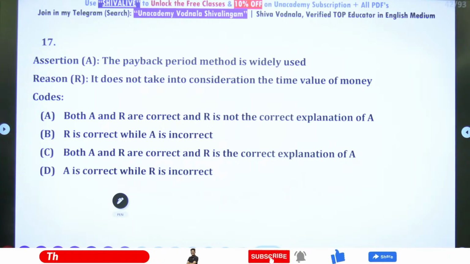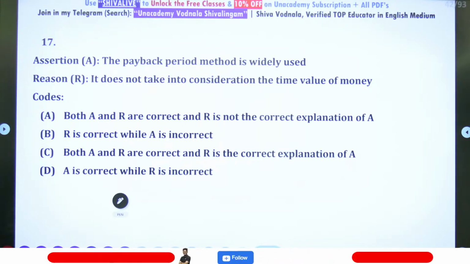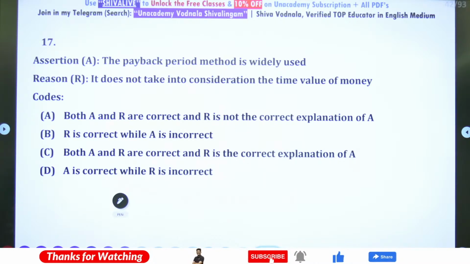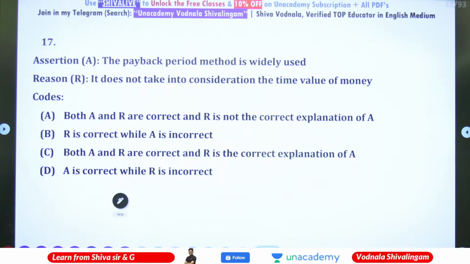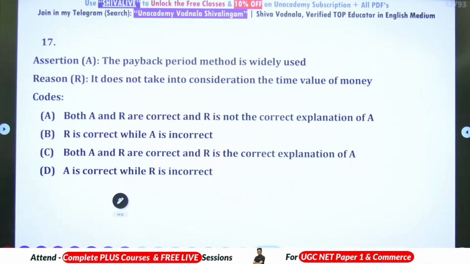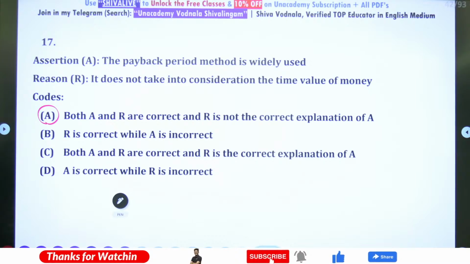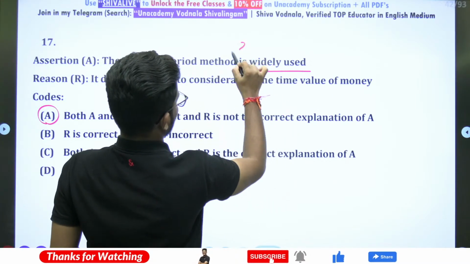Next, the payback period method is widely used. It does not take into consideration the time value of money. So option A is the given answer. Both are correct, but R is not the correct explanation. The payback period method is widely used because this is the easiest method.